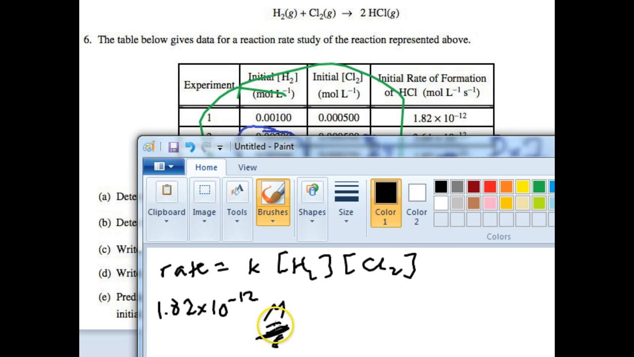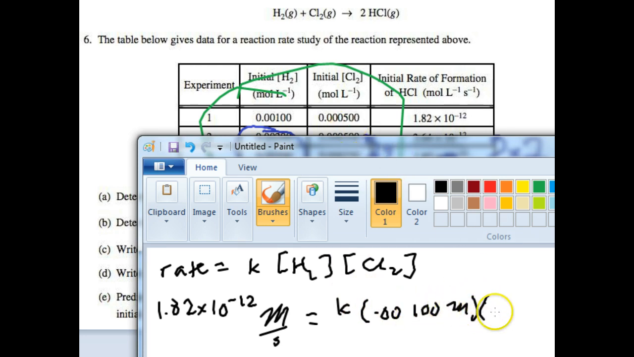I draw this little underline underneath the M because you're supposed to make it italics, but here, just so nobody gets confused, I'll just make it italics. Molar per second, that's the rate, and we don't know what K is. The hydrogen concentration is right there, 0.00100 molar, and the chlorine concentration is right there, 0.0005 molar. And then you're going to solve for K.